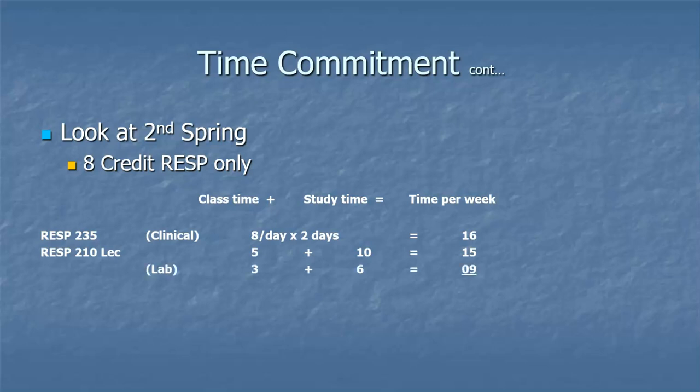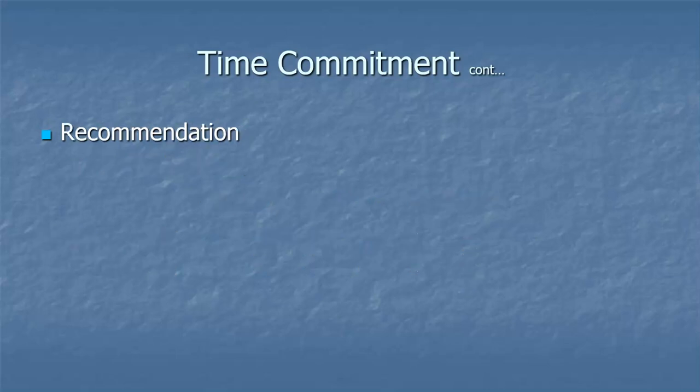And then lab, 3 hours in lab, and we recommend that you're putting in around 6 hours a week of study time for that. And when you add all of that up, you end up with 40 hours a week, which is a full-time job. You need to think of your schooling like you would a job. So our recommendation is work. You should not work more than 20 to 24 hours a week if possible.